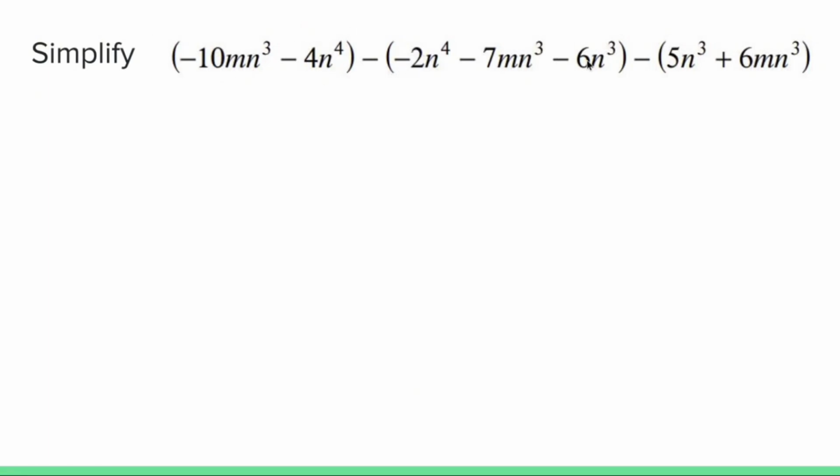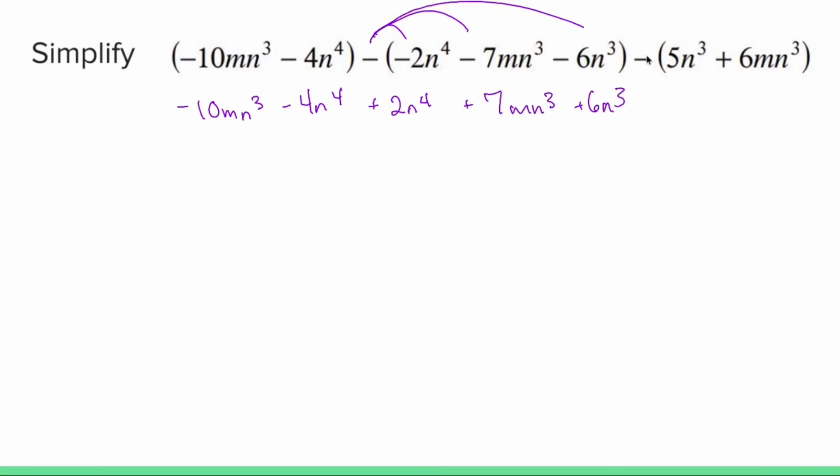Simplify this parentheses minus that parentheses minus that parentheses. Well, when you have nothing in front of the parentheses, you don't need it. So this is negative 10mn cubed minus 4n to the fourth. When you have a negative in front of parentheses, you distribute the negative. So everything inside the parentheses gets its sign flipped. So plus 2n to the fourth plus 7mn cubed plus 6n to the third. Same thing happens here. Distribute the negative. Minus 5n cubed minus 6mn to the third.